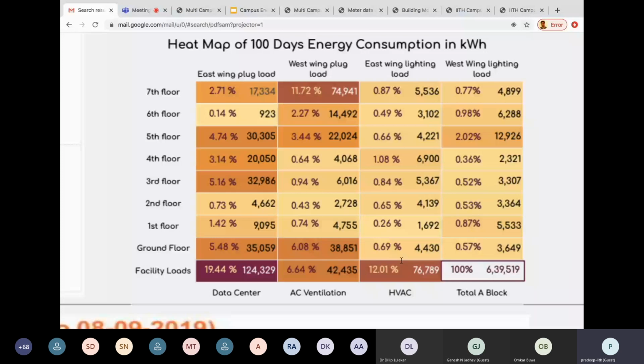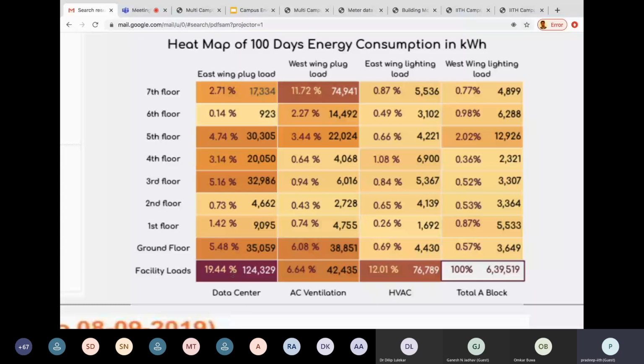So basically, the total HVAC system, 12 plus 6, about 18 to 19%, is taken by air conditioning alone. Then the data center. As I mentioned, in that main academic block we have our main servers, data center, computer center and all. So that is taking 19% of the total energy consumption.